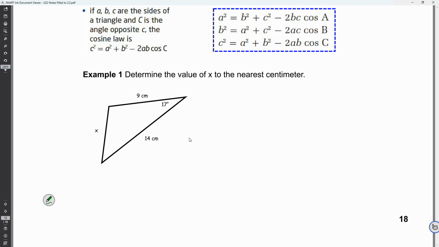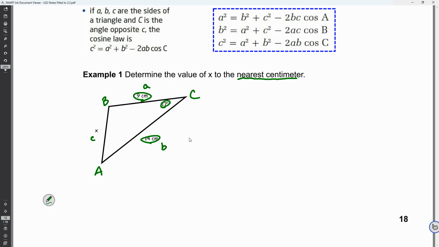It's actually quite easy. This says nearest centimeter, so we don't have to worry about any sort of exact measurement. And you figure out what information you have. Well, I have a side length, another side length, and an angle. I'm going to go ahead and label all these. Let's say this is angle C. That means this is side length C. Let's say this is angle A, and this is side length A. Therefore, this is angle B, and this is side length B.